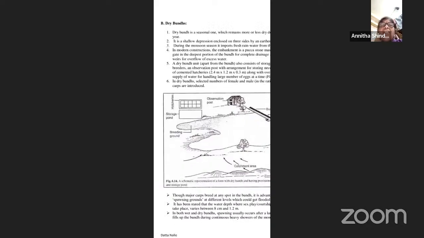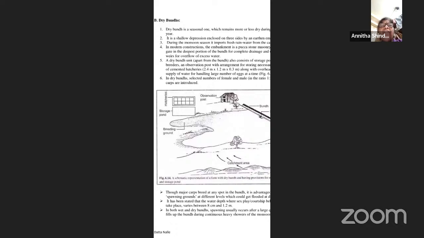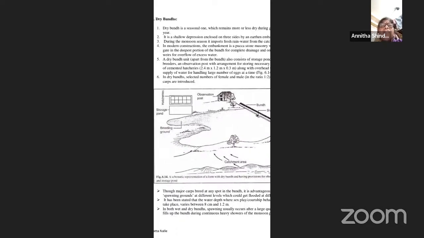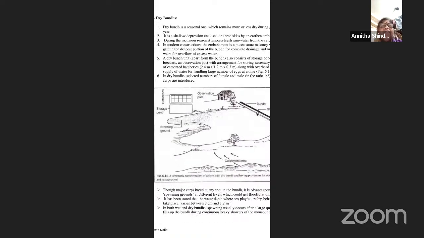During the monsoon season, it imports fresh rainwater from the catchment area. In modern constructions, the embankment is a pakka stone masonry with a small sluice gate in the deepest portion of the bund for complete drainage, and one or two waste weirs for overflow of excess water.